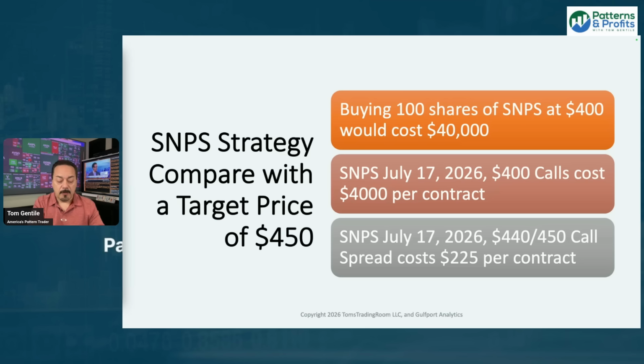The next thing we did was we took SNPS and we ran it through our strategy, Synopsys. We ran that through an option strategy, and we were comparing the stock to a call, and we were also comparing it to a call spread. And then finally, we simply looked at the call spread and determined that the call spread is much less expensive than the call option.